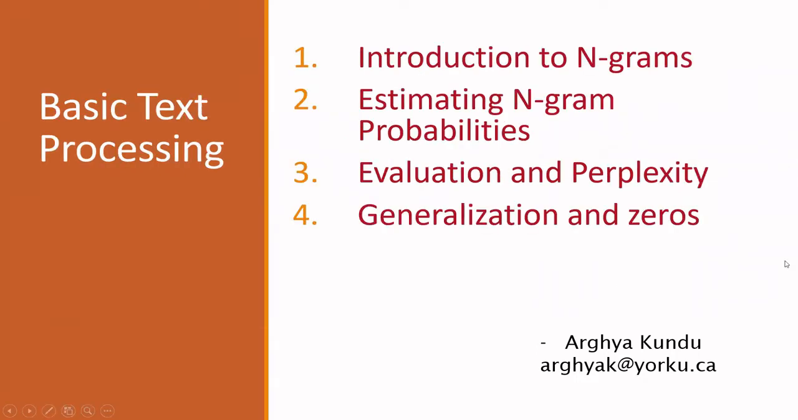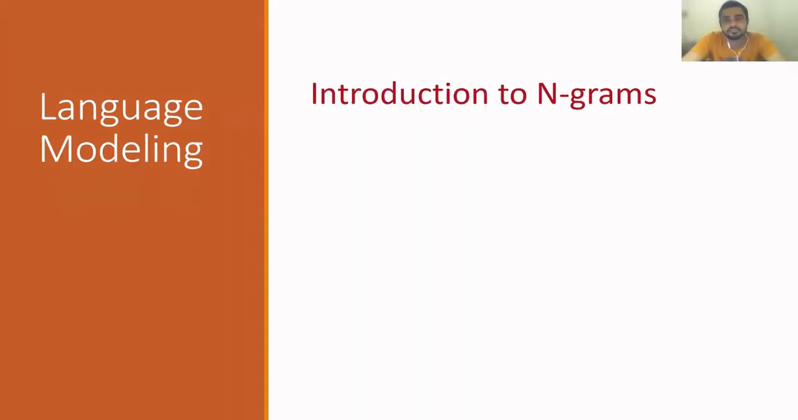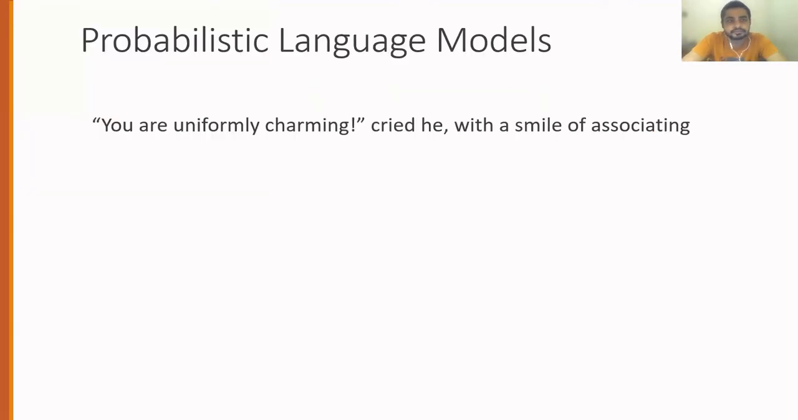In today's lecture, we are going to cover these 4 chapters. The first is the introduction to Ngrams. The second is estimating Ngram probabilities. The third is evaluation of the language models and perplexity. And finally, we're going to talk about generalization and zeros. So let's get started with the first topic in today's lecture, that is the introduction to Ngrams.